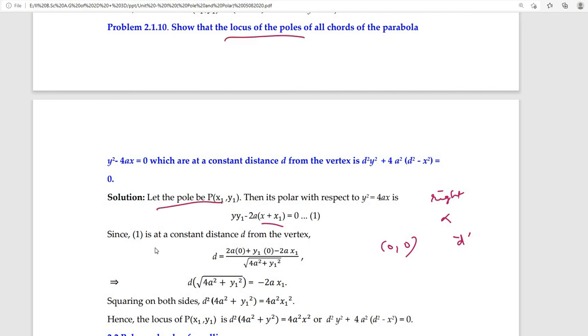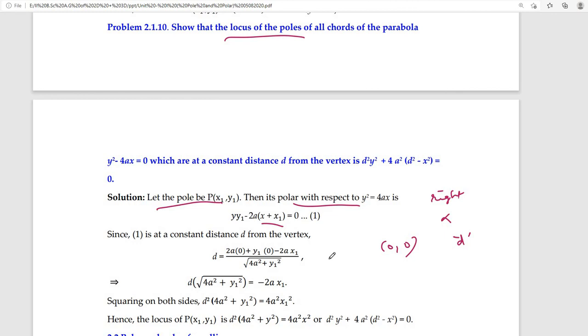So let the pole be (x1, y1), then its polar with respect to the parabola is this. The line is known and the point is known, so find the perpendicular distance. This is what you get, and then squaring both sides, to avoid the radical sign, and dropping the suffix, we get the locus of that point under this particular condition.